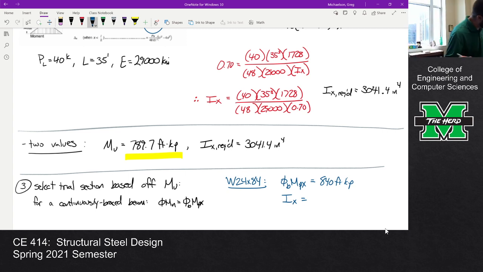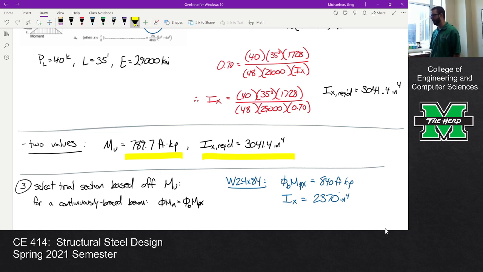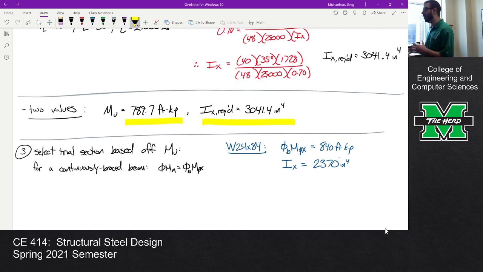2,370 inches to the fourth. What's the problem with that? There you go. That's what I meant by trial section. So we selected a section based off the required bending capacity, and it's got enough bending capacity, but it doesn't have enough stiffness, okay? That's what I mean by trial section. So the W24 by 84 is not going to work, okay?